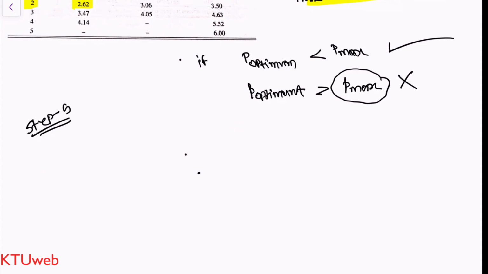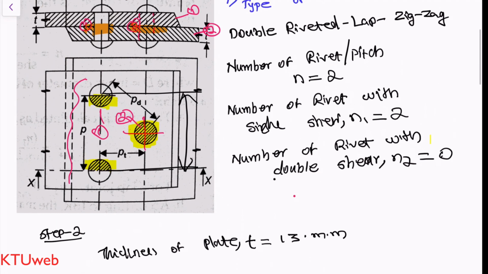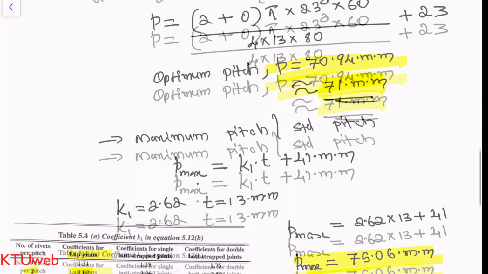In step 5, you have to find the transverse pitch. Transverse pitch means the distance between two gauge lines. Here you can have this. This is what we call PT, that is the distance between two gauge lines.